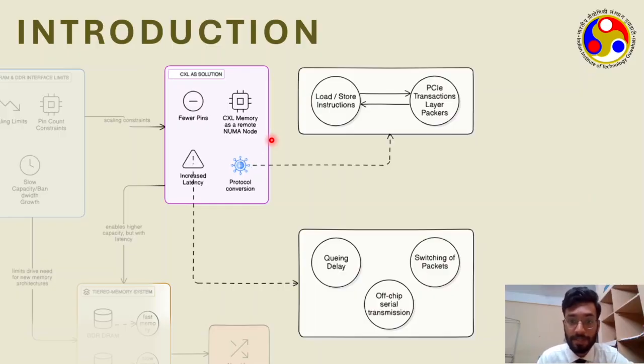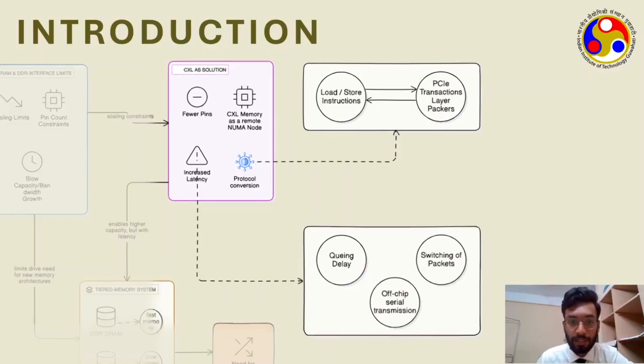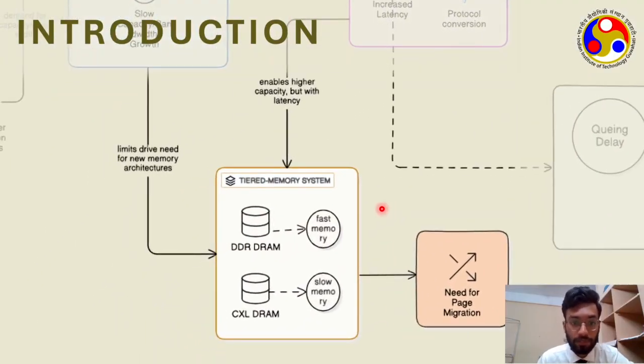But even though this access is fast, there is an increased latency because of off-chip serial data transmission and the subsidiary packets which occur in the CXL architecture. There are also queuing delays for the packets. Because of this, the entire memory becomes a tiered memory system. The DDR DRAM is the fast memory and sits on the lower tier, and the CXL DRAM is the slower memory and sits on the higher tier. Because of this tiered memory system, we need page migration solutions in order to migrate pages from slow memory to fast memory to increase the performance of our programs.